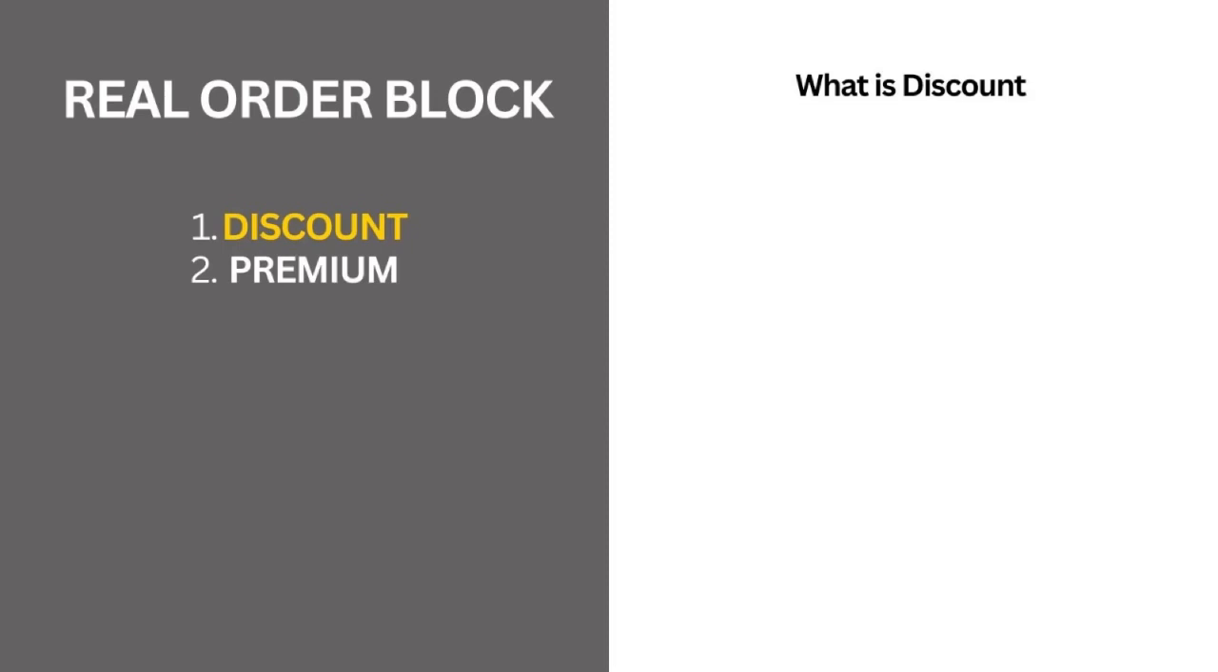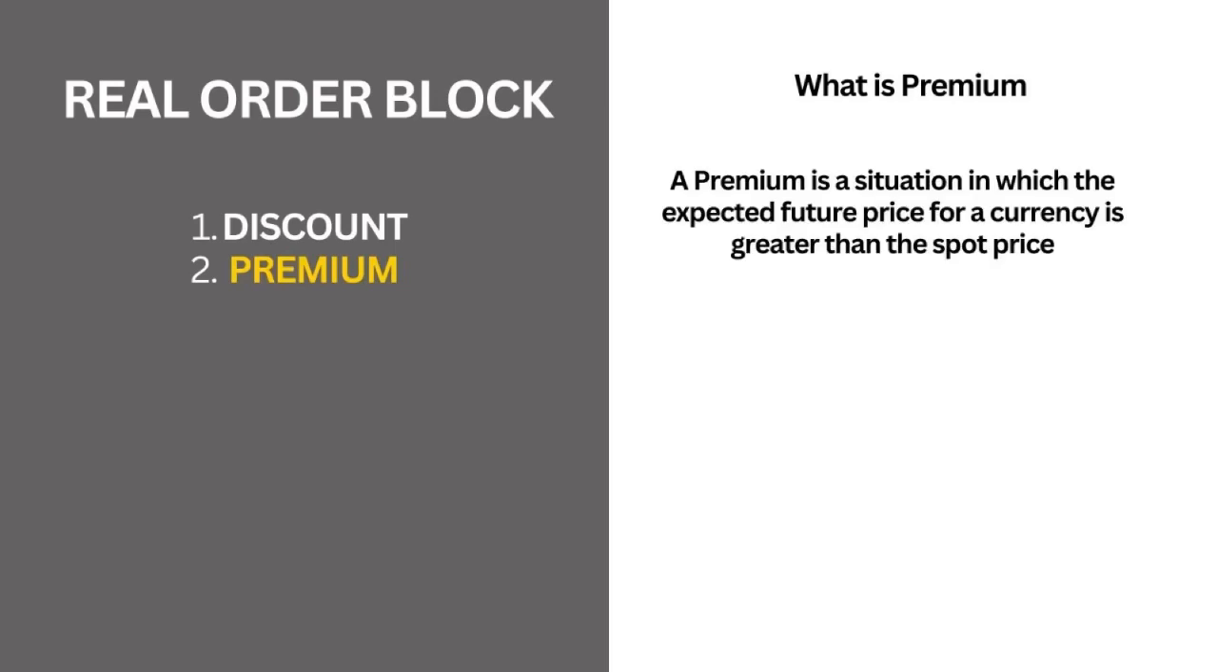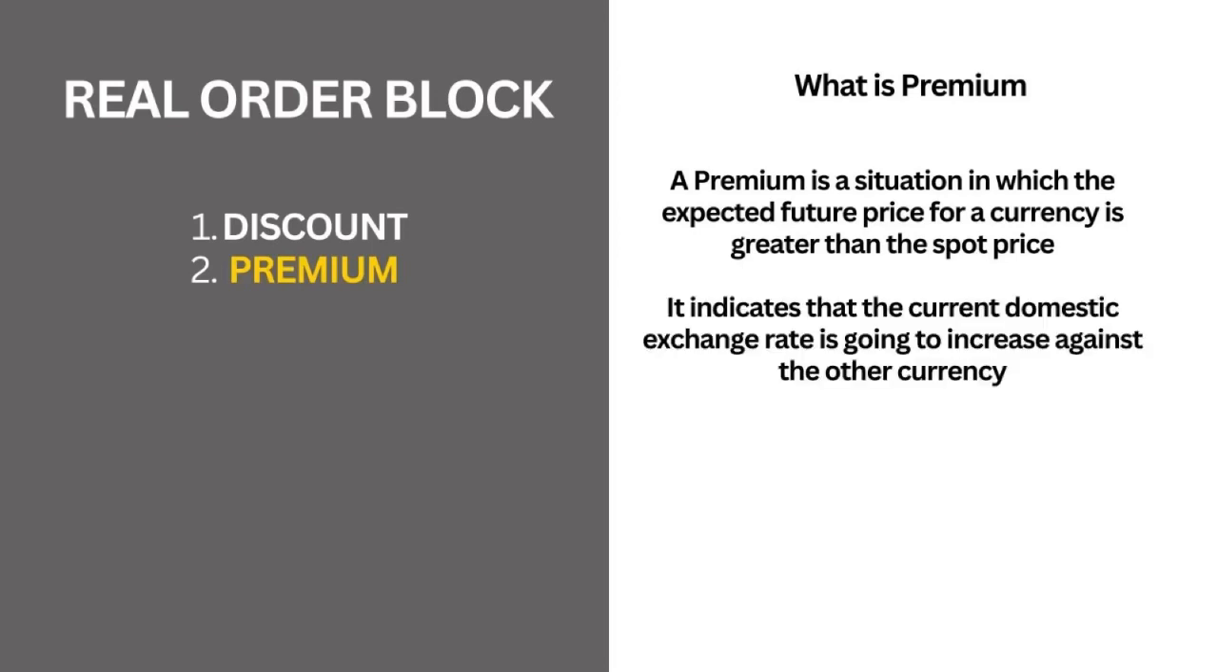So let's discuss premium. Premium is a situation in which the expected future price for a currency is greater than the spot price. It indicates that the current domestic exchange rate is going to increase against the other currency. So what do the two mean? Discount means when price is very cheap, that is when you can buy, and premium means when price is very expensive, that is when you can sell in order to make profit.